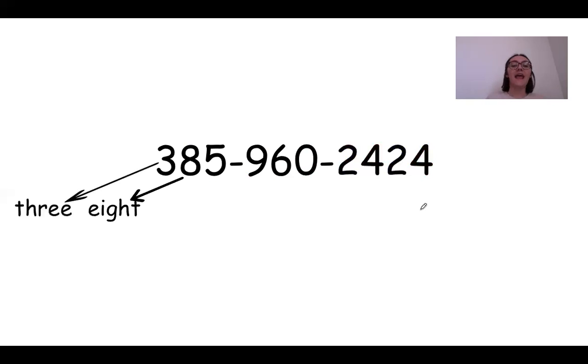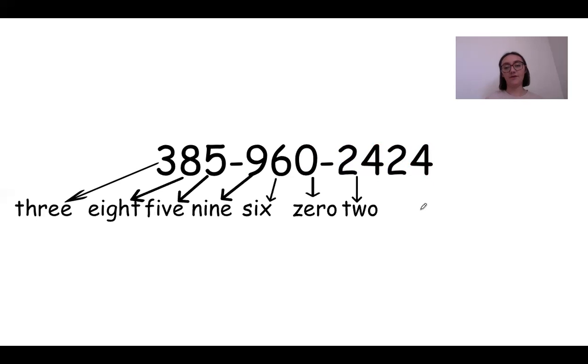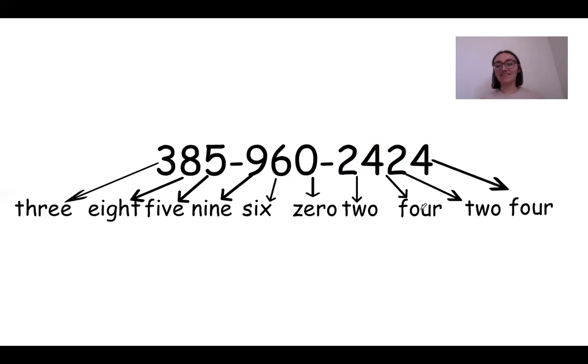So the whole phone number is 3, 8, 5, 9, 6, 0, 2, 4, 2, 4. So that's the whole phone number. 3, 8, 5, 9, 6, 0, 2, 4, 2, and 4. So that's the whole phone number.